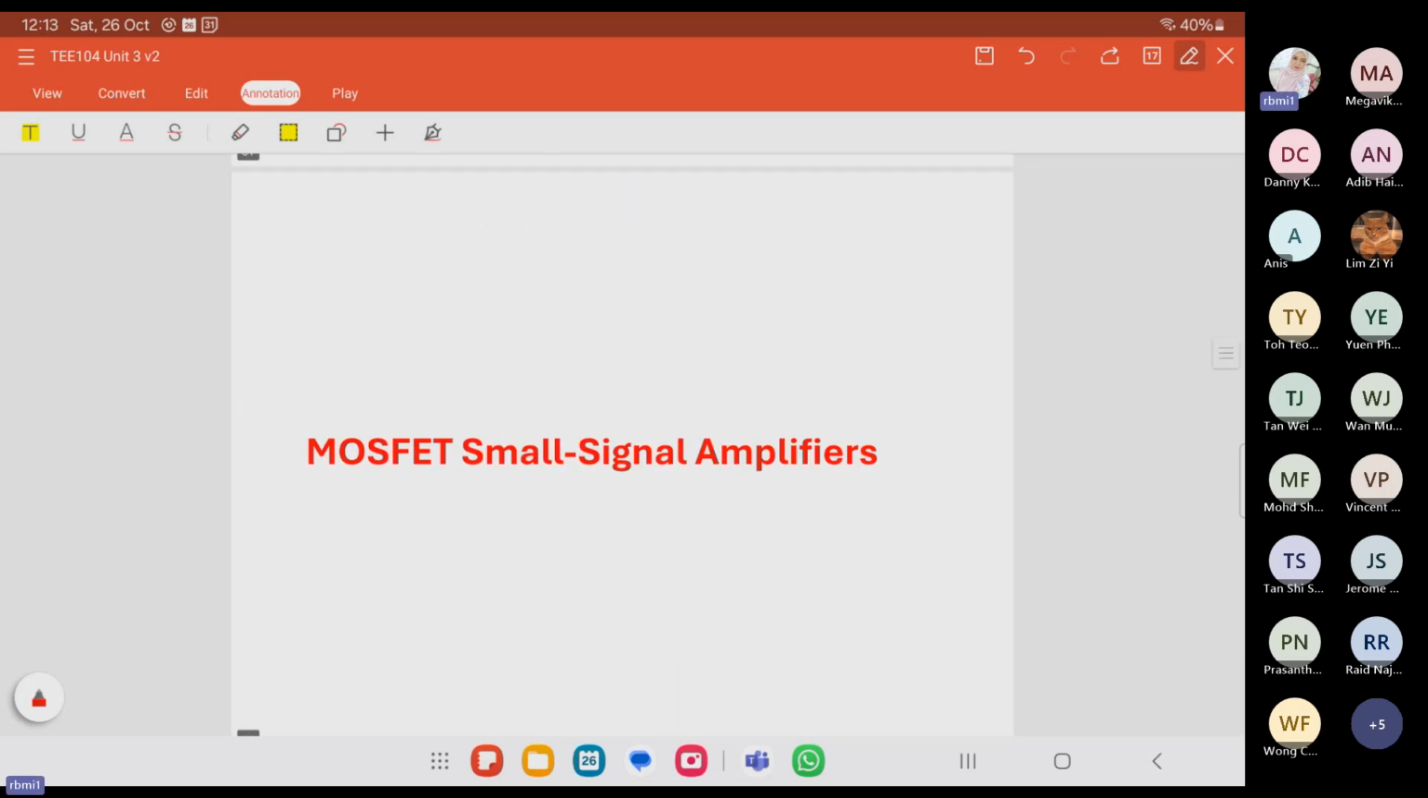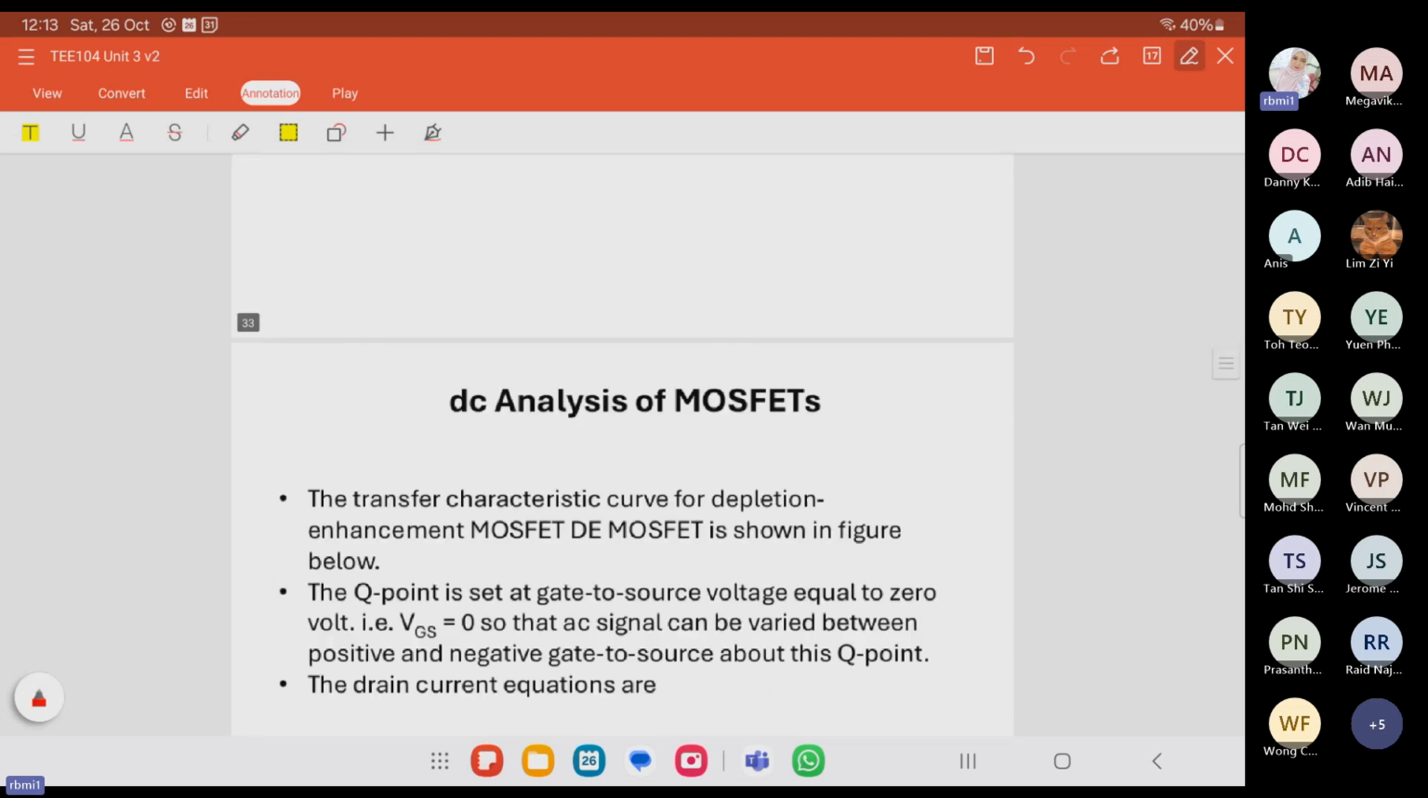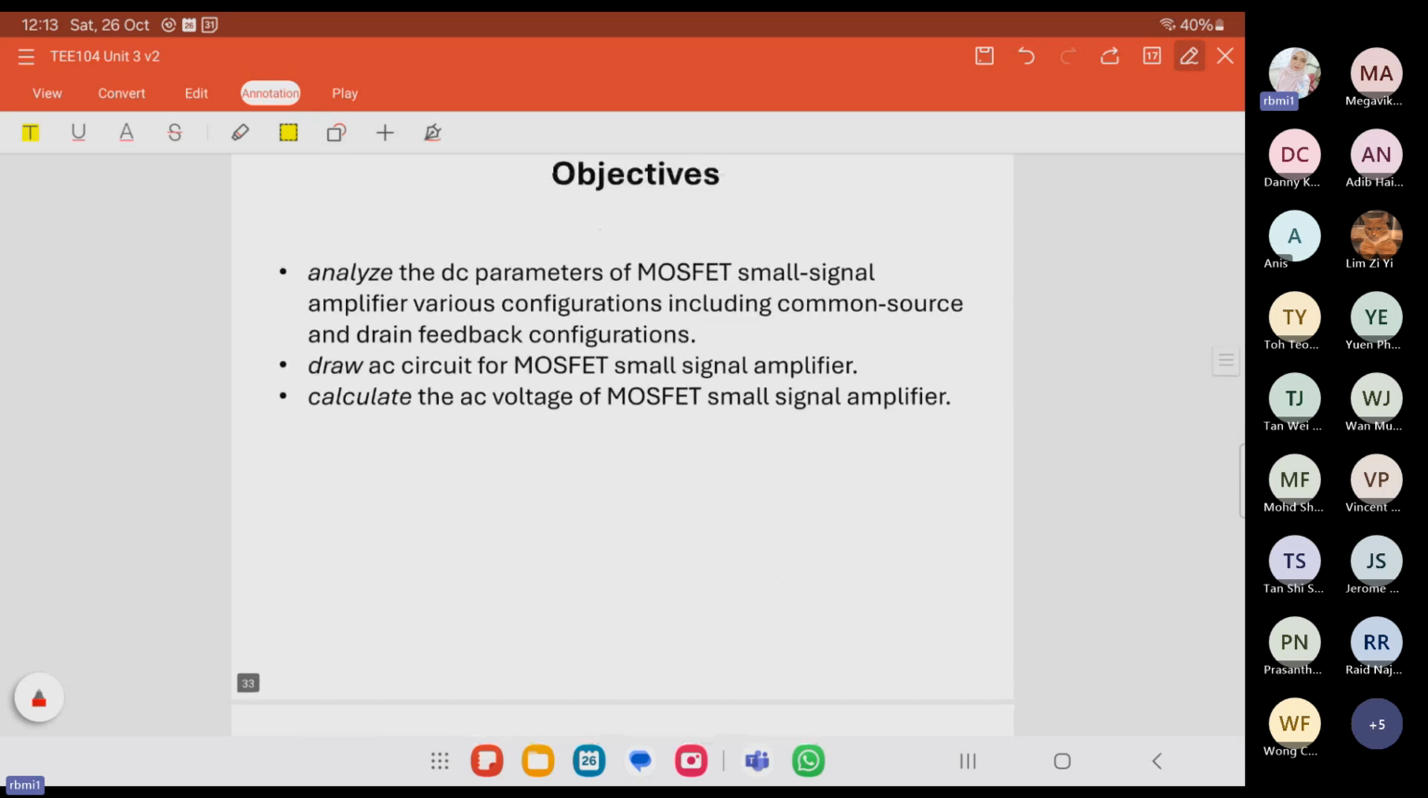Alright, so next one is the MOSFET small signal amplifier. Just now we discussed the FET. Now we go for MOSFET. Okay, study the small signal amplifier design with MOSFET, the DC characteristic and DC parameter, and also the AC equivalent circuit. We have the common source and common drain feedback, and also we can have a two-stage amplifier. It can be MOSFET plus the BJT.